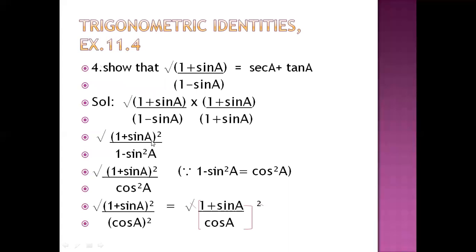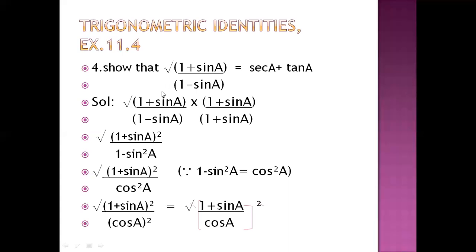This sum. Now, another question. Root of 1 plus sin A by 1 minus sin A. Show that root of 1 plus sin A by 1 minus sin A is equal to secant A plus tan A. This root is for both the numerator and the denominator completely. So you see here, root of 1 plus sin A by 1 minus sin A.